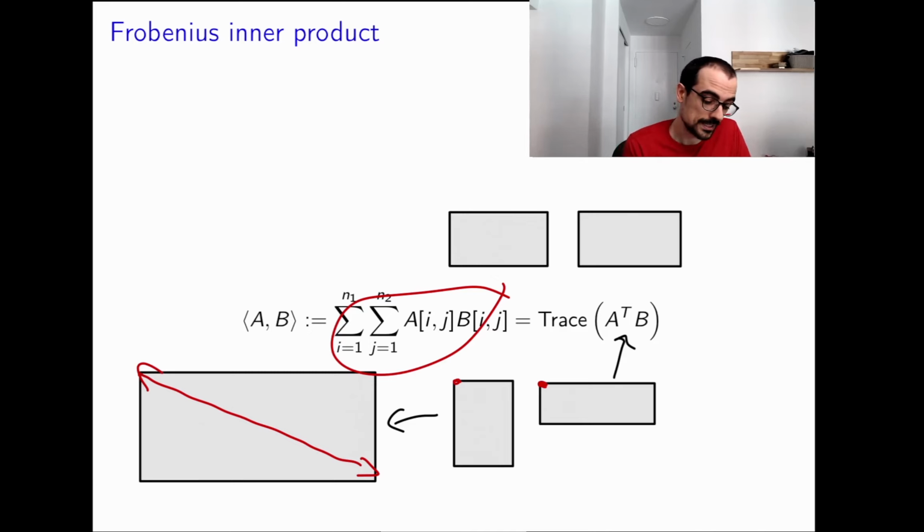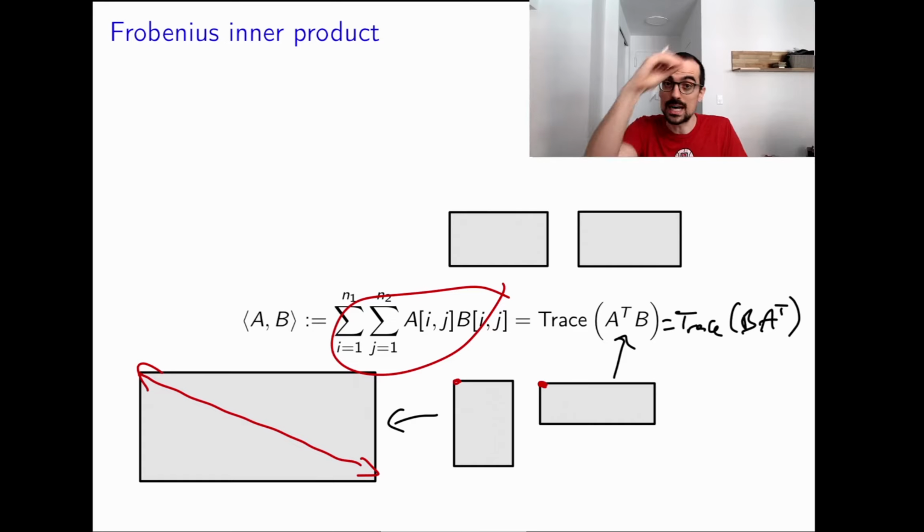Interestingly, this is also equal to the trace of B A transpose. So you can cyclically shift. You will see that the matrix product still works, and you get exactly the same result. Notice that, of course, these two matrices, A transpose B and B A transpose, have completely different dimensions. But if you add the diagonal, it's going to be exactly the same, and it's going to be equal to this inner product. That's going to be a little bit important in a moment, so that's why I'm pointing this out now.